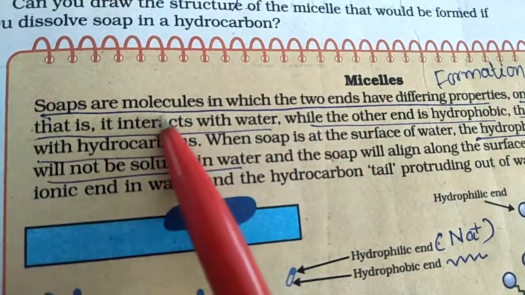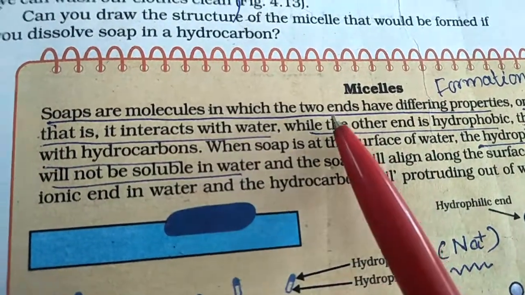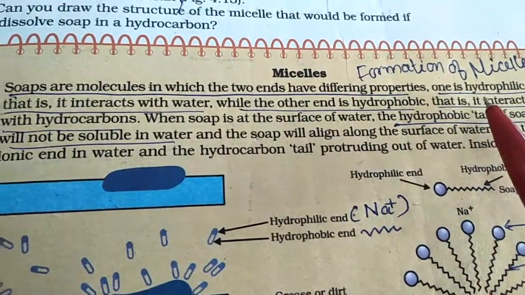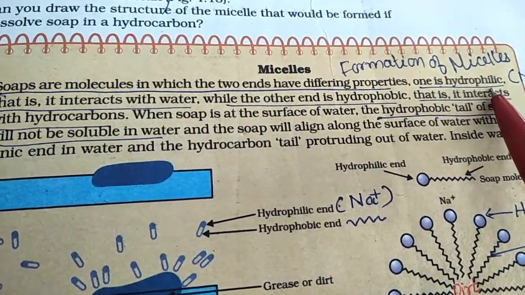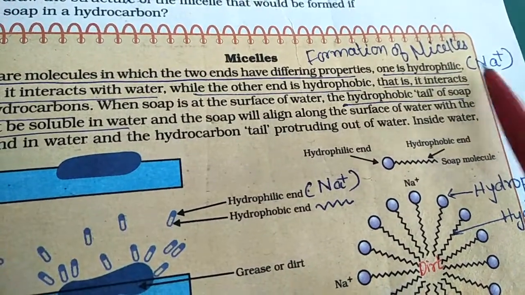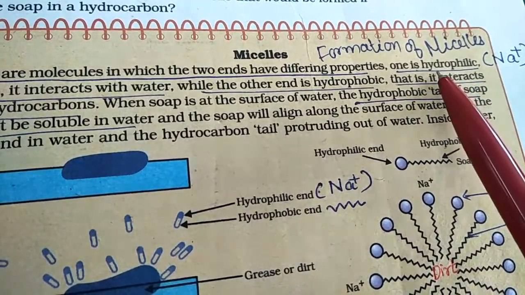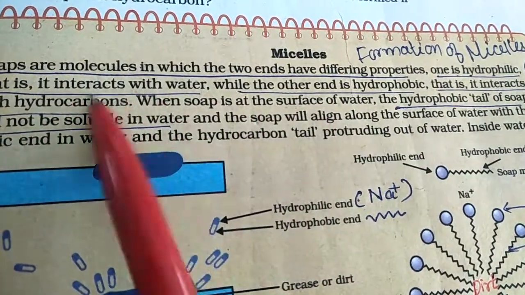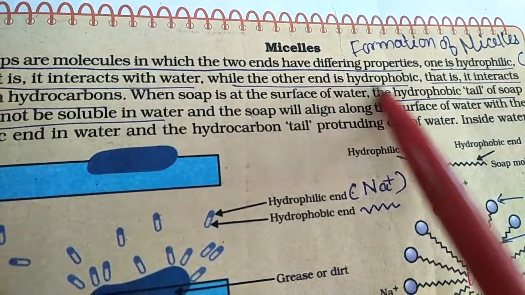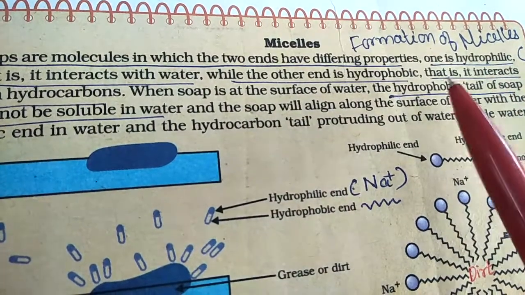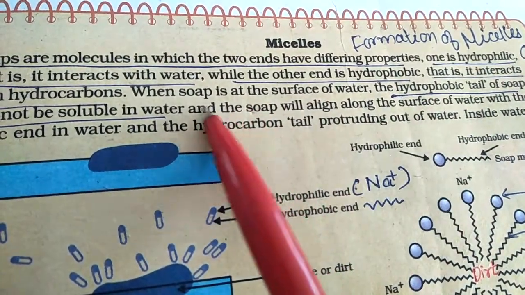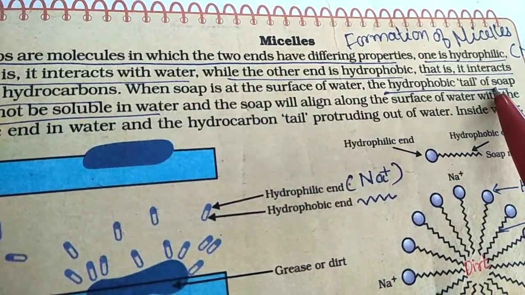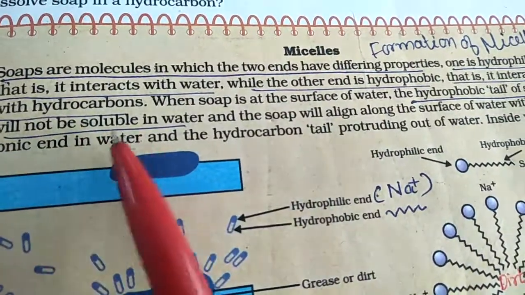The molecules of soap have two ends which have different properties, as we just saw. The first part is the hydrophilic part, that is Na plus, the head part. Hydrophilic is the part having attraction towards water, so it interacts with water, while the other part is the hydrophobic part, which interacts with the oil. This hydrophobic part, the tail part of the soap, will not be soluble in water.